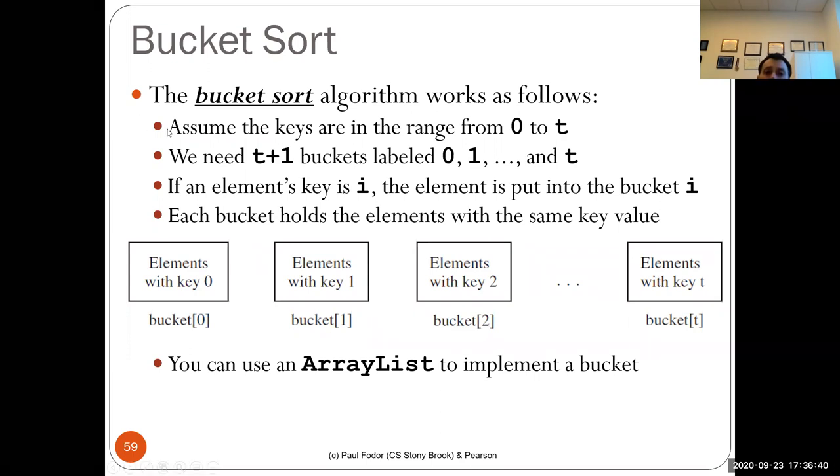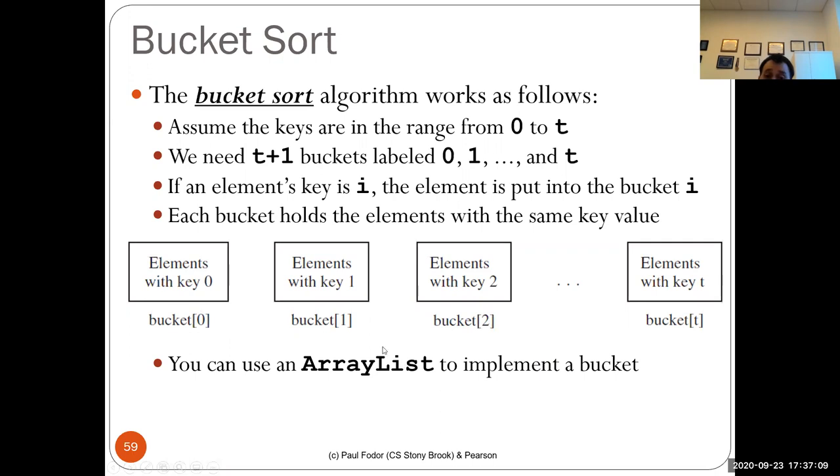So you take all the elements and you get the key out of these elements, and you can distribute the elements into the buckets. You have buckets from zero to T, and for every element you get a key and you put the element in the correct bucket, and then you take the elements out in the same order and you put them in the original array.